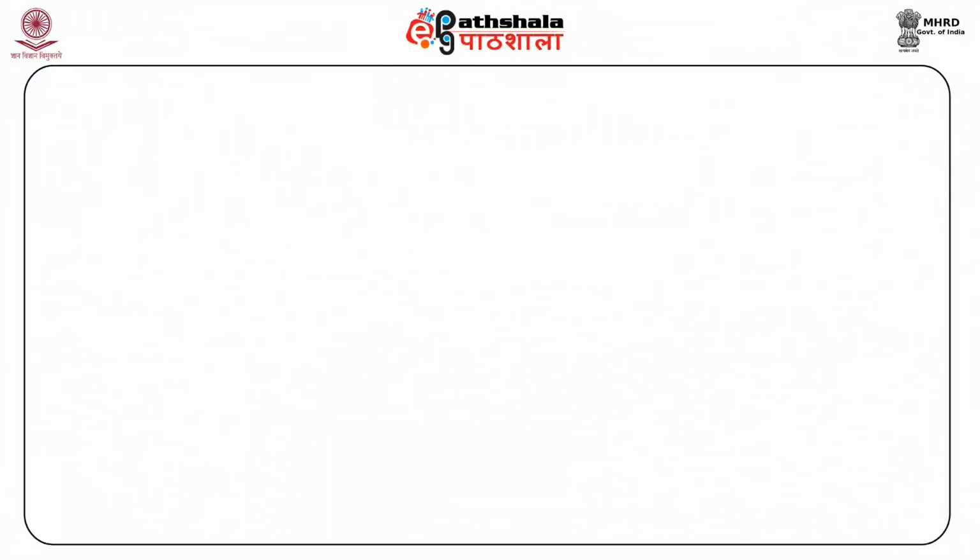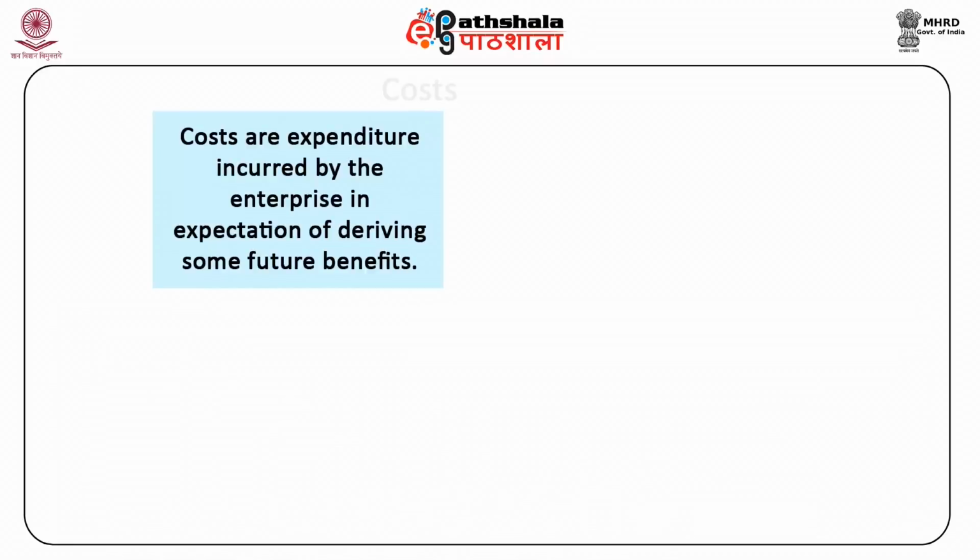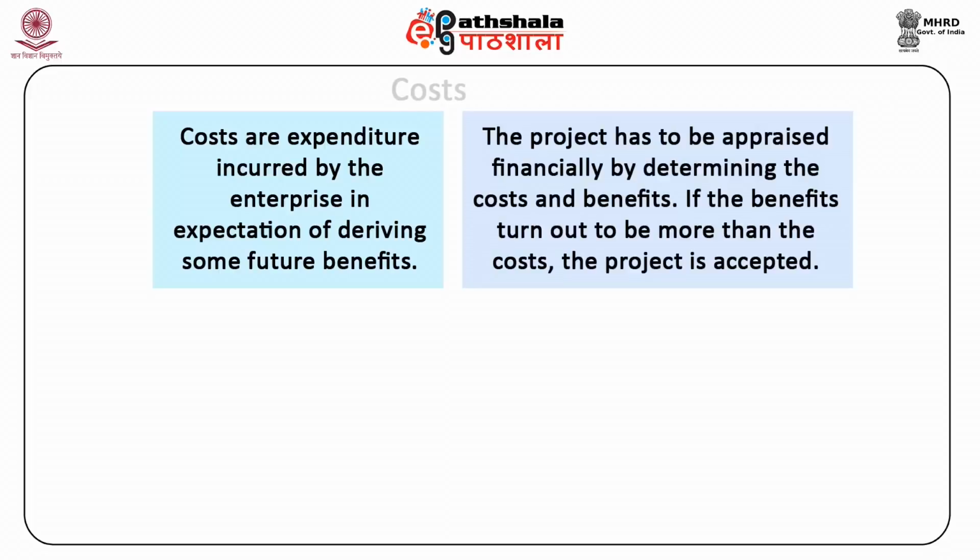First, we will discuss cost. Costs are expenditure incurred by the enterprise in expectation of deriving some future benefits. Once the projects are found to be technically feasible and commercially viable, the next step is to check it for financial soundness. The project has to be appraised financially by determining the cost and benefits. If the benefits turn out to be more than the cost, the project is acceptable.